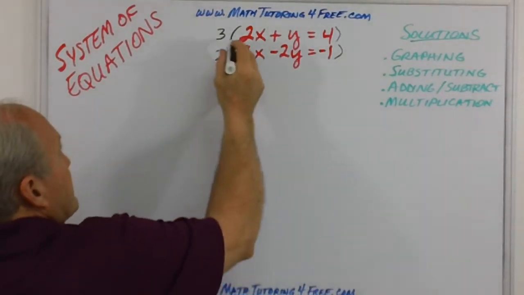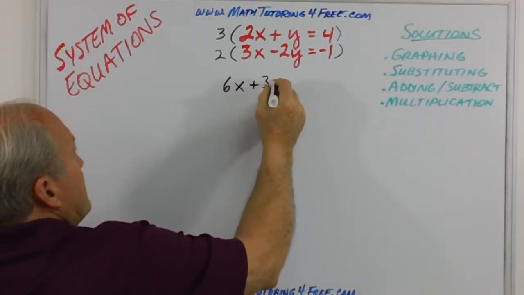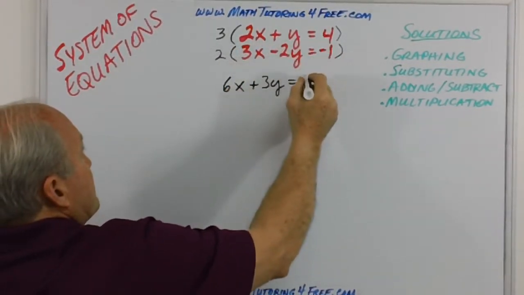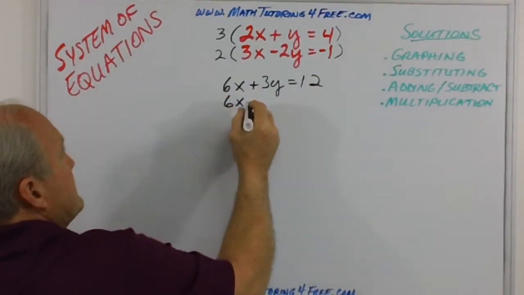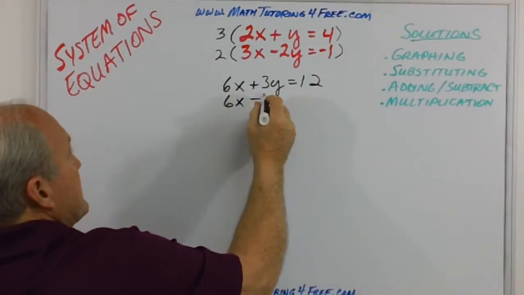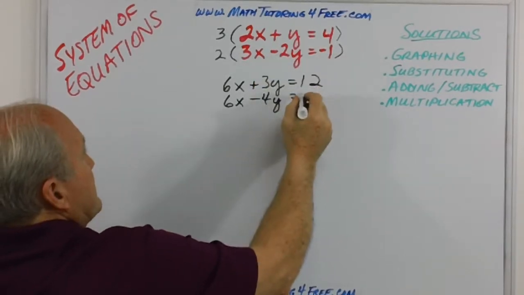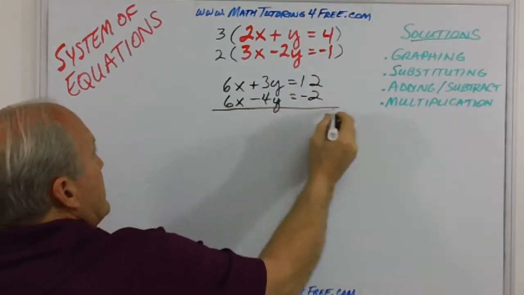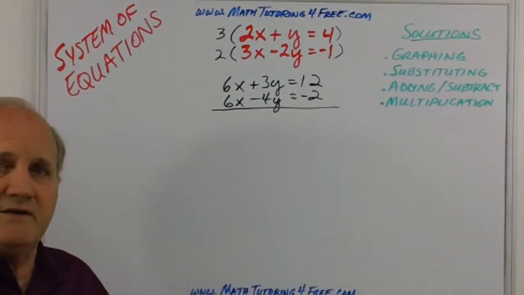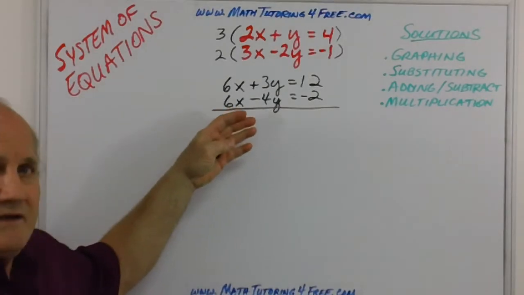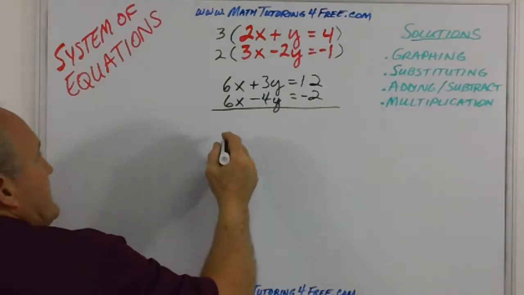Let's try that one. 3 times 2x is 6x, plus 3y is equal to 3 times 4 is 12. 2 times 3x is 6x. 2 times negative 2 is negative 4y. 2 times negative 1 is negative 2. Now, these are both positive, so what are we going to have to do? We're going to have to subtract one from the other. Typically, we always subtract the lower one from the upper one, but it doesn't really matter, but let's do that.